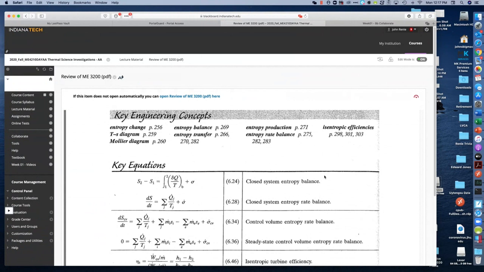So in this particular chapter, we recognize that once we have defined entropy, one of the property diagrams that tells us a lot is the temperature-entropy diagram. And so we'll be discussing that.